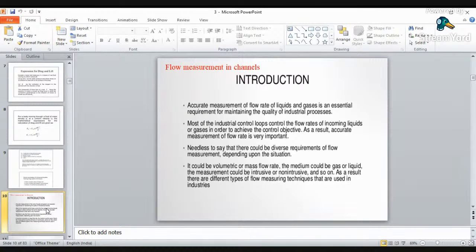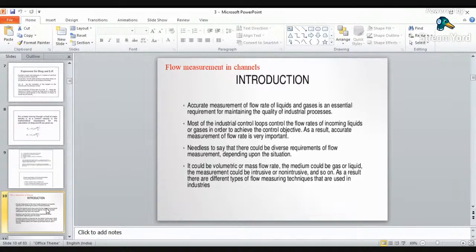Here again, the cross section cannot be determined easily because the flow depth is unknown for an open channel. But in the case of pipe networks, you can easily find out the flow depth as well as the cross section of that pipe network. Okay.